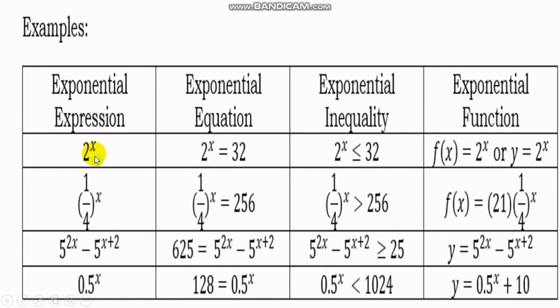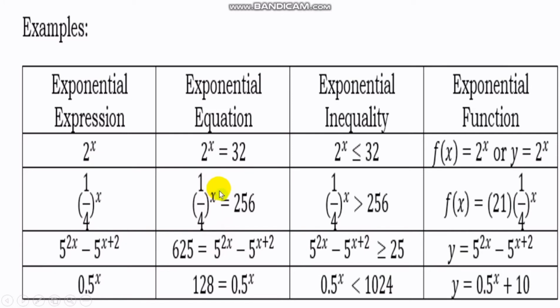So, exponential expression, ganito lang. 2 raised to x, 1/4 raised to x, 5 raised to 2x, mga ganyan lang. Walang equal sign, inequality, or walang two variables involved. Ganyan lang, expression lang siya. Equation, may mga equal sign. Okay, again, pwede ang 1/4. Pwede yung fractions. Huwag lang yung base na mag-negative or mag-1. Hindi na siya exponential equation, inequality, or function pagka nagkaganon.